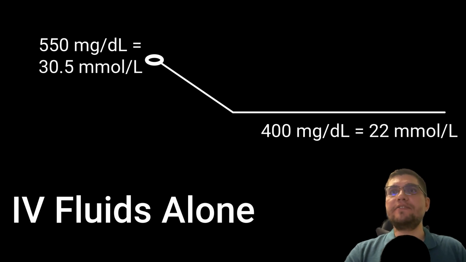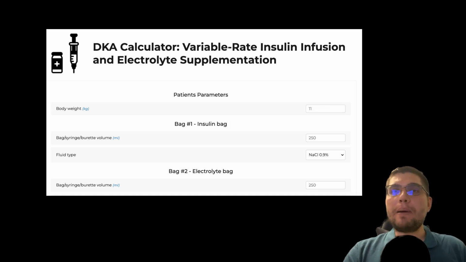After he received fluids for about 4 hours, with some potassium supplementation, his blood glucose levels have plateaued, so they were not coming down anymore at about 400 milligram per deciliter or 22 millimoles per liter. And it was decided to start him on insulin infusion. To come up with his insulin infusion protocol and electrolyte supplementation, I used the DKA calculator.